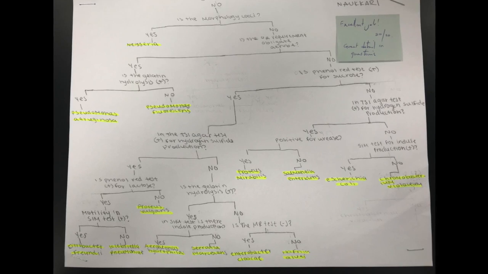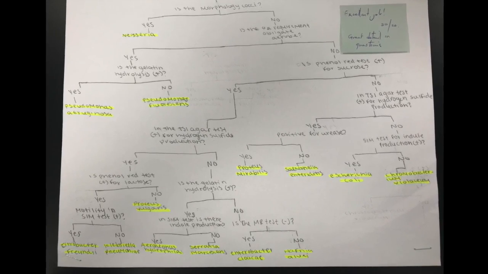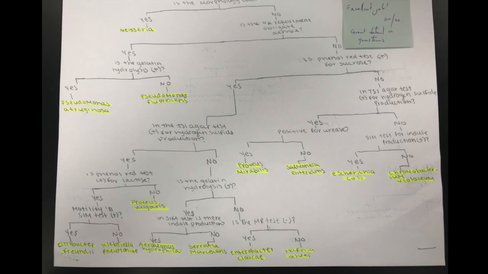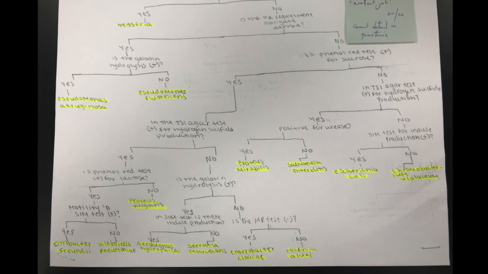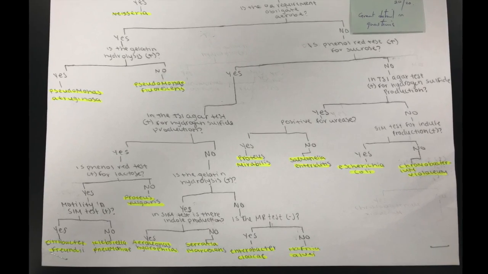First, we started with the question, is the bacteria gram-positive? The answer was no. Is the morphology cocci? The answer was no. Is the O2 requirement obligate aerobe? The answer was no. Is phenol red test positive for sucrose?